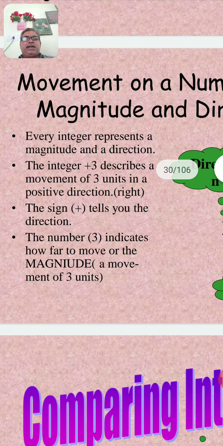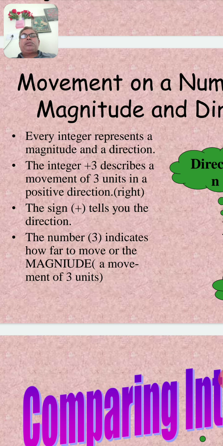Every integer represents magnitude and direction. What is meant by magnitude? Magnitude means its power. Plus 3, minus 3. Minus 3 means negative. Plus 3 means positive. So magnitude means its sign. And direction means in which direction it stays. Plus 3, where does it stay? At the right side. Minus 3, where does it stay? From the 0, at the left side.